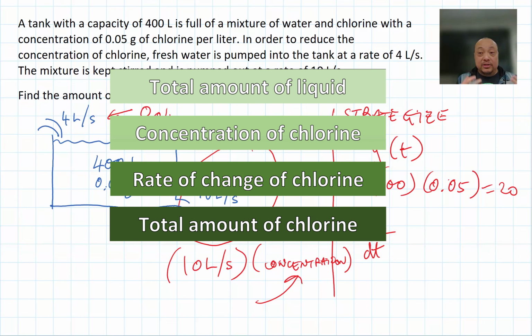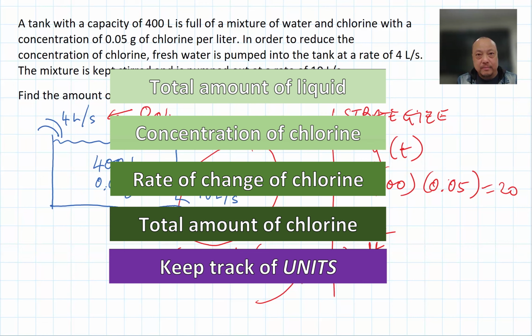In addition, because I know I'm going to get very confused with amount of chlorine, concentration of chlorine, amount of liquid, rate of change, all of those things, for all of these calculus and differential equations problems that involve multiple quantities, my advice is to keep track of the units. When you keep track of the units, you can double check your calculations to see if at least they make sense. Okay, keeping all that in mind, we're ready to get started.